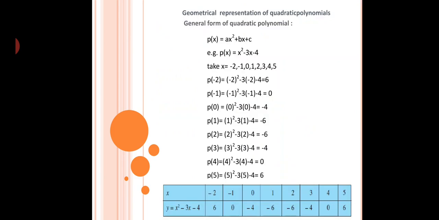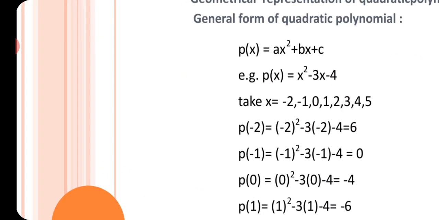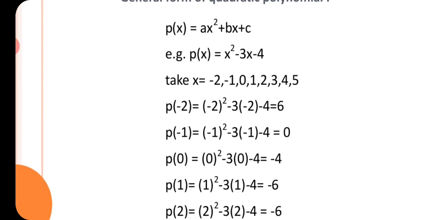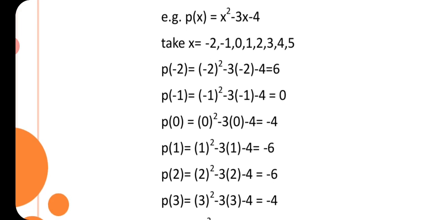Now we talk about the geometrical representation of the quadratic polynomial. First we talk about the general form of the quadratic polynomial, that is ax square plus bx plus c. One example is given, x square minus 3x minus 4. Here we take one by one the different values of x: minus 2, minus 1, 0, 1, 2, 3, 4 and 5. Plugging in those values, we get different values of p of x.